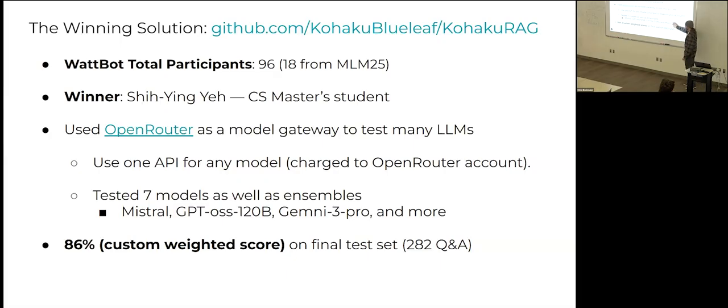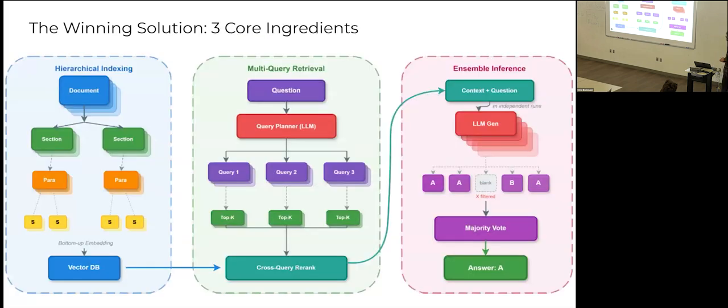And so he tested 7 different models, kind of throwing everything at the wall, hoping something sticks. And he was able to get up to 86% on the custom weighted score that I presented. So that's 75% accuracy, 15% reference overlap, and 10% did you correctly not respond when you were supposed to. So for the next 5-ish minutes, I want to quickly cover the secret ingredients that led to that high score. We're going to cover all 3 of these components: hierarchical indexing, multi-query retrieval, and ensemble inference.